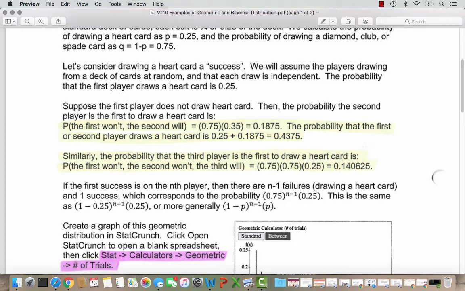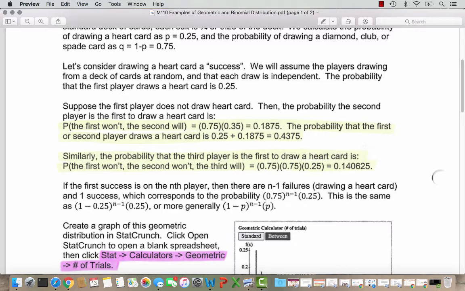All right, so if the first success is on the nth player, then we say there are n minus 1 failures drawing a heart card and 1 success, which corresponds to the probability 0.75 to the n minus 1 up in the exponent, because that's how many failures there were, times 0.25. So in my scenario, we must be assuming the deck is restocked every time, or that it stays always 3/4 not hearts and 1/4 heart. If you actually do the math, if we assume a little more complicated scenario where the hearts are coming and going and it's changing the ratios in the deck, then the math would be a little bit different. So we're assuming here the deck gets restocked every time.